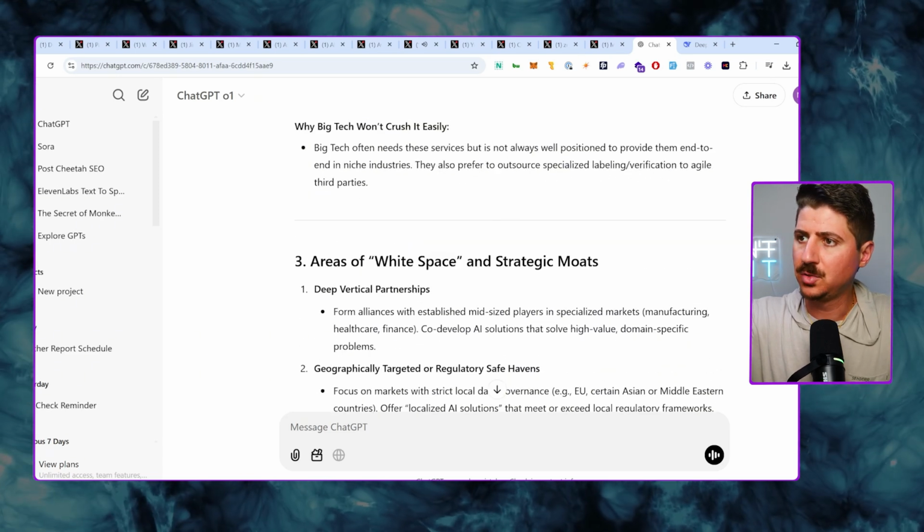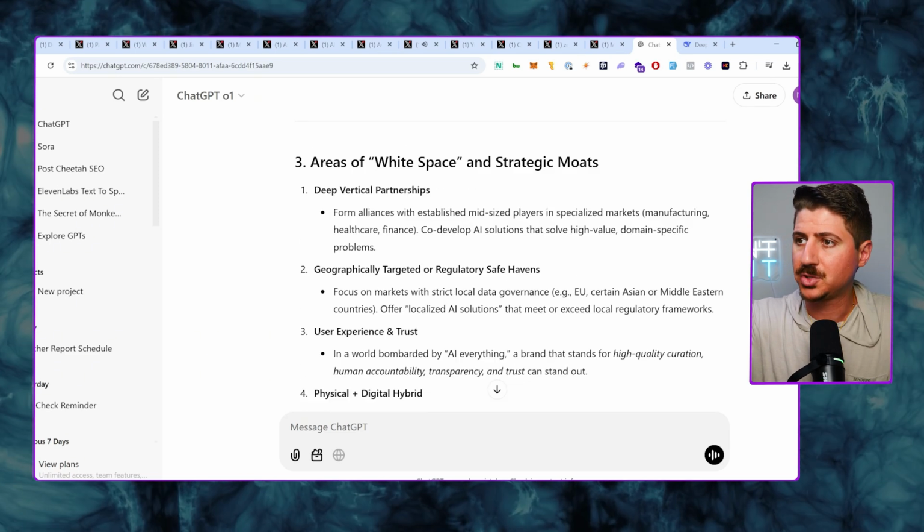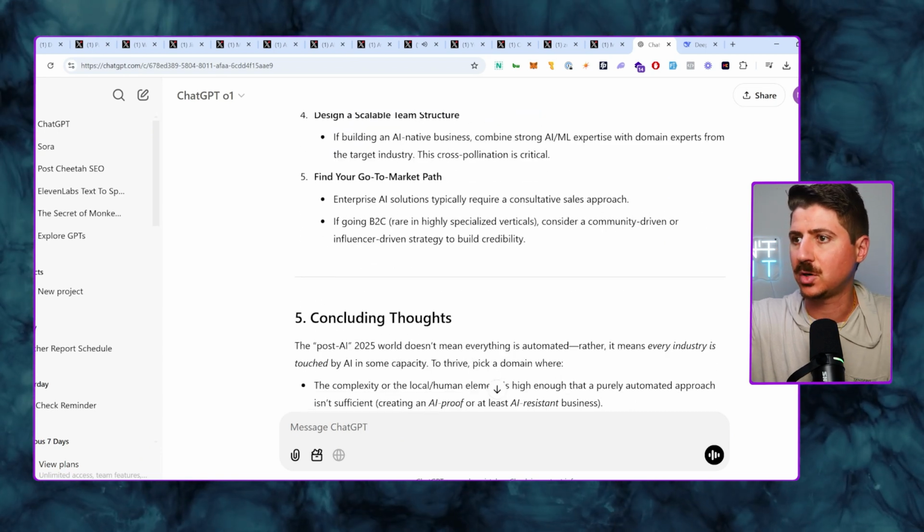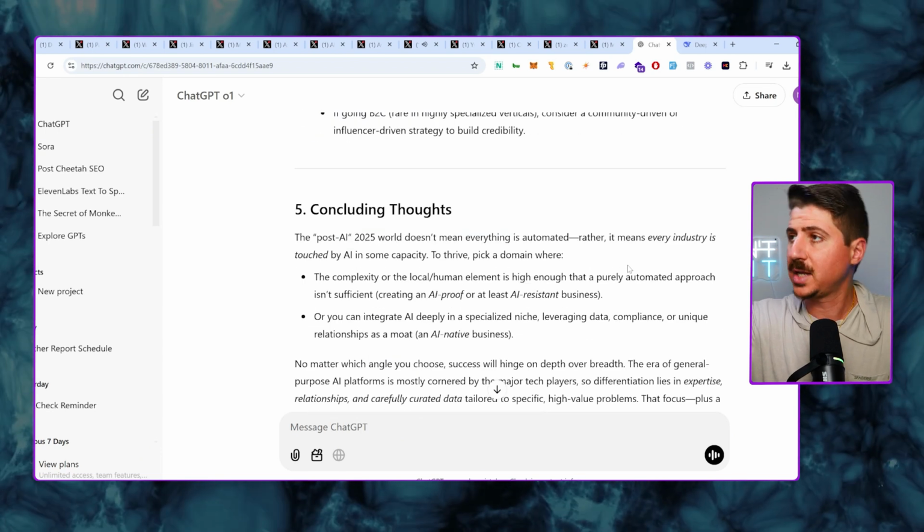Now it also came into some areas of white space and strategic moats, right? So don't necessarily fall into those two. And then it gave some actionable steps to get started, with some concluding thoughts. So I thought it did a pretty good job.